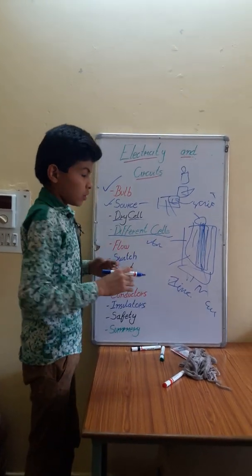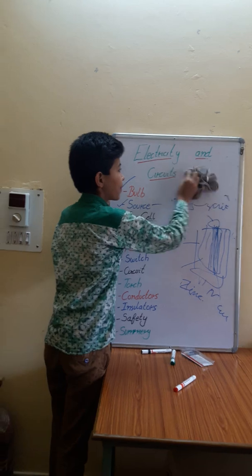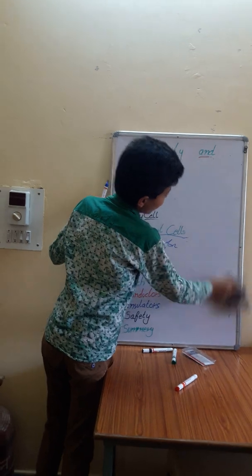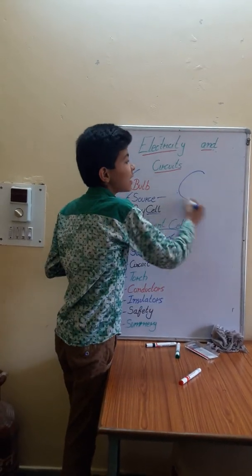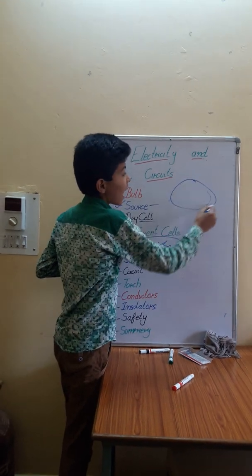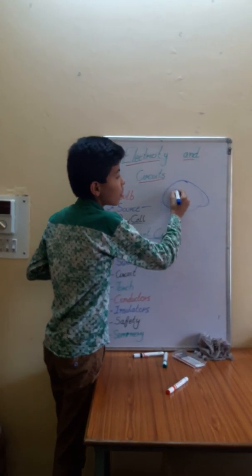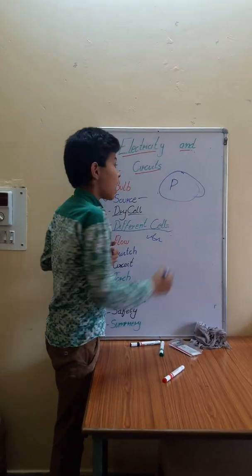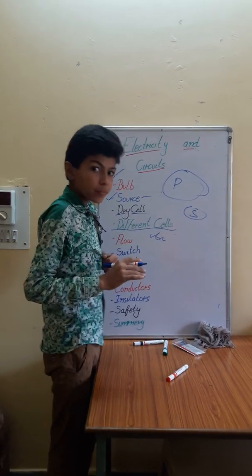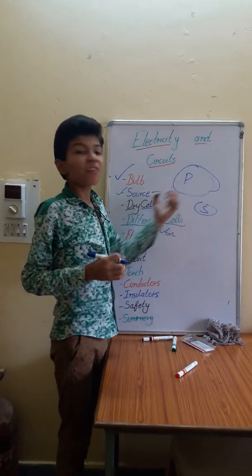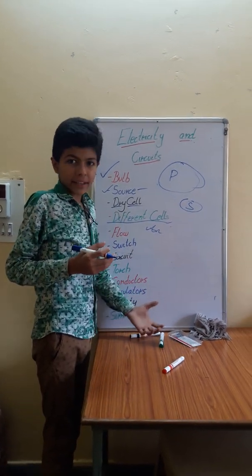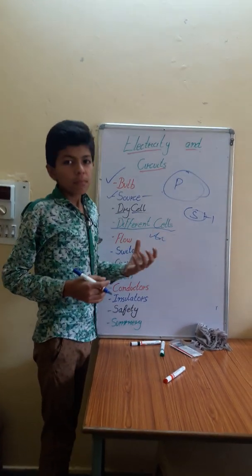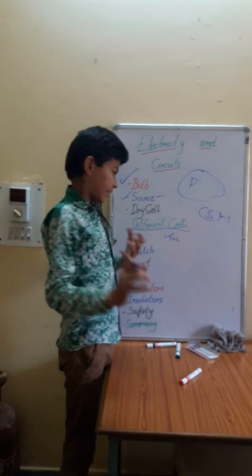Different cells. What are the different types of cells? We can classify the cells based on whether they can be recharged or not. Cells which cannot be recharged are called primary cells, and which can be recharged are called secondary cells. A few examples of primary cells are those we use in our remote and torch, etc. Examples of secondary cells are car batteries or phone batteries.